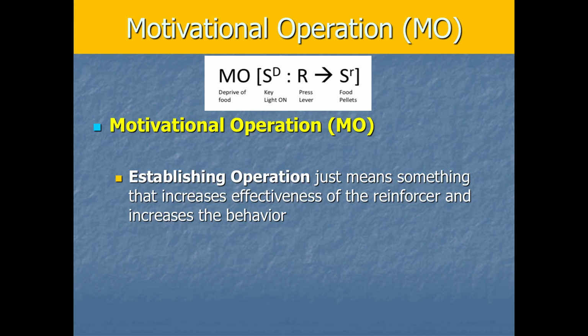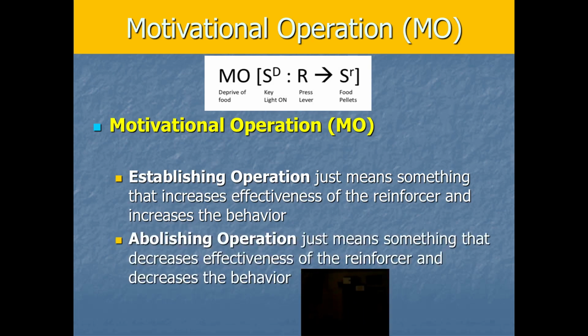Now, there are two types of motivational operations. You can make someone more motivated to do the behavior or less motivated to do the behavior, in other words. What we mean is that some operations will increase the effectiveness of a reinforcer, make the behavior more likely, while others will have the opposite effect. So we're going to call it an establishing operation if it makes the reinforcer work better and the behavior more likely. But we'll call it an abolishing operation if it decreases the effectiveness of the reinforcer and decreases the behavior.